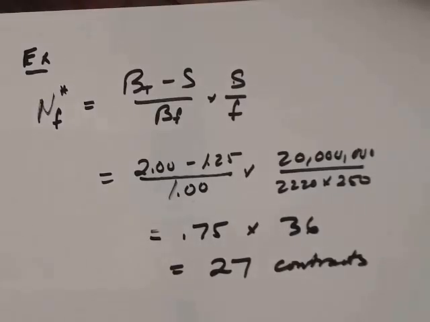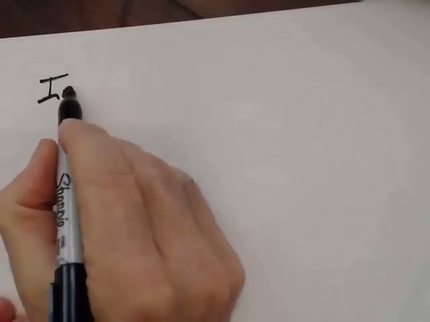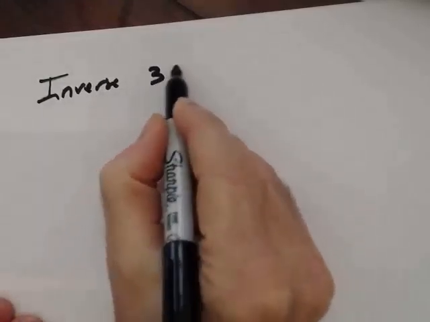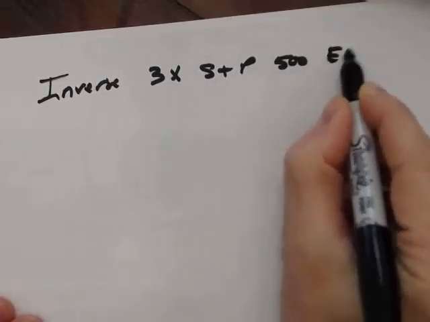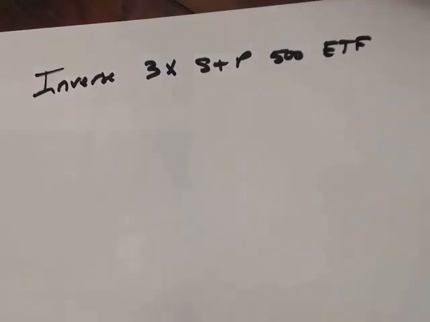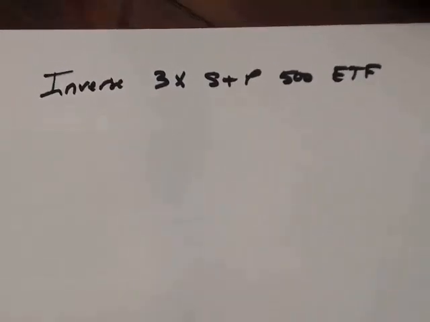Okay, now let's do another example. And this hits right at this Wall Street Journal article. This is an example, so let's look at it. So suppose you're a portfolio manager for an inverse, now get this, an inverse 3x S&P 500 ETF. Okay? Now what the heck does that mean? Inverse 3x S&P 500 ETF.